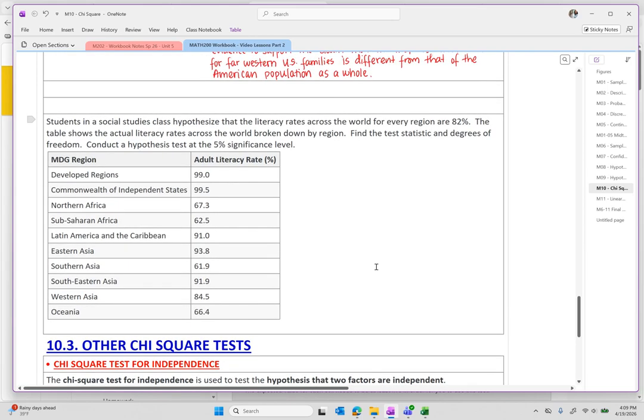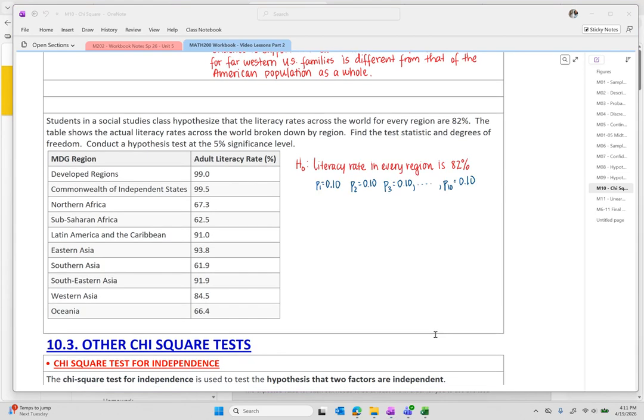Our last example for section 10.2, the goodness of fit test, again comes from OpenStax Introductory Statistics. Students in a social studies class hypothesize that the literacy rates across the world for every region are 82%. This is our null hypothesis, so H sub 0 will be that literacy rates in every region of the world is 82%.